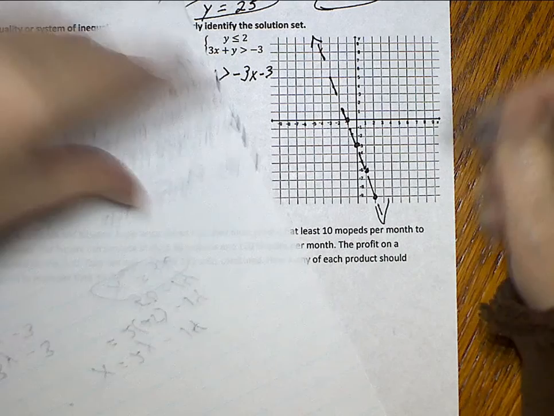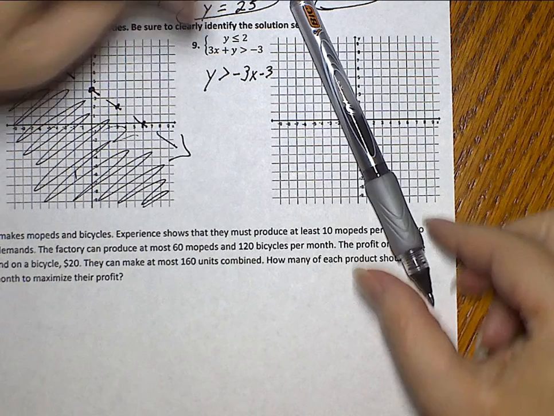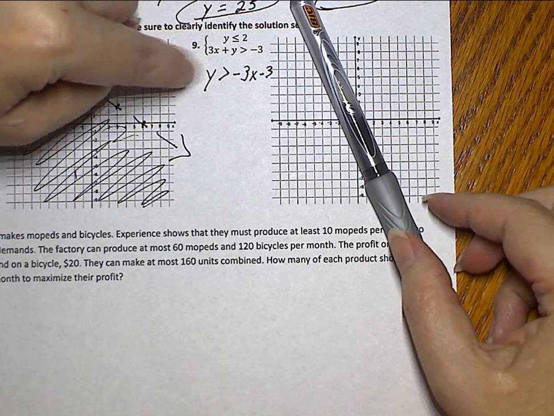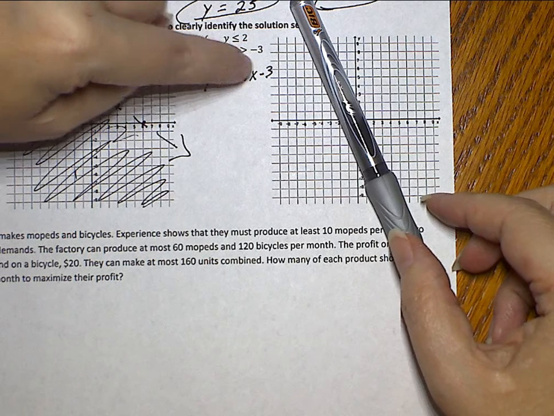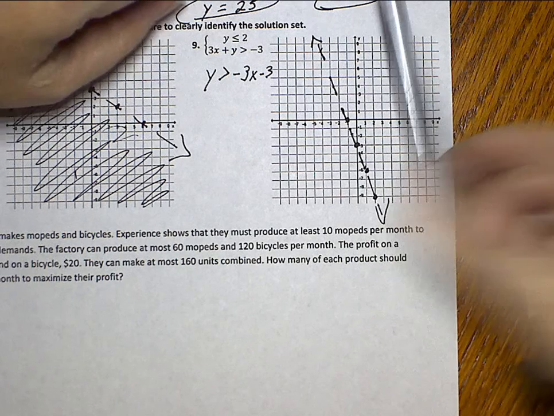And it says, find out where we're shading. This one says that y's are greater than the line. So we're doing the greater than, so that means it's above the line. So this is above the line this way.